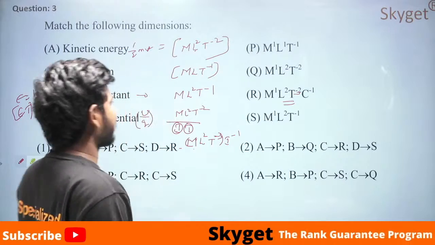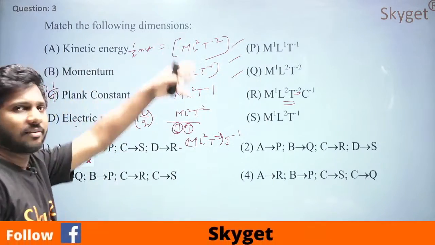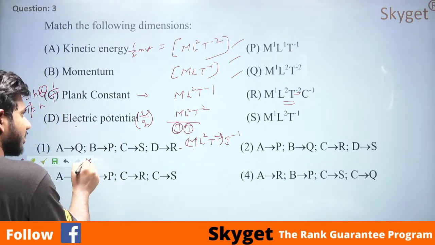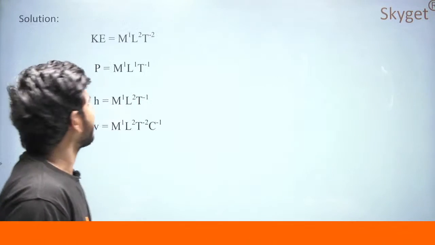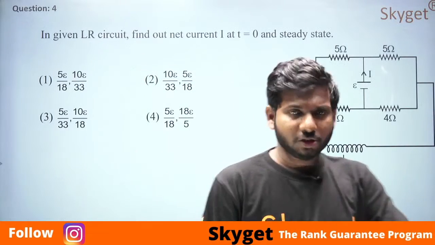This is a correction that has to happen. So these are the dimensional analyses that we need to do, the correct dimensions. So let us go to the next question, students.